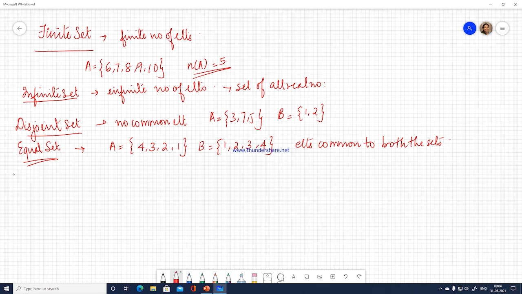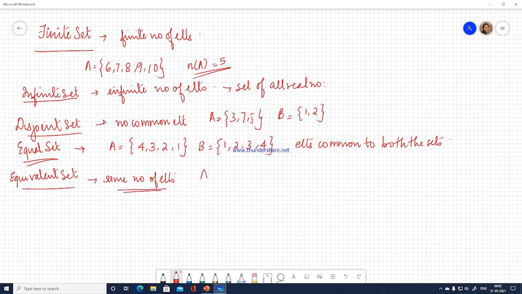Then we have equivalent set. After the equal set, we have equivalent set. Equivalent set means two or more sets are equivalent if they contain the same number of elements.